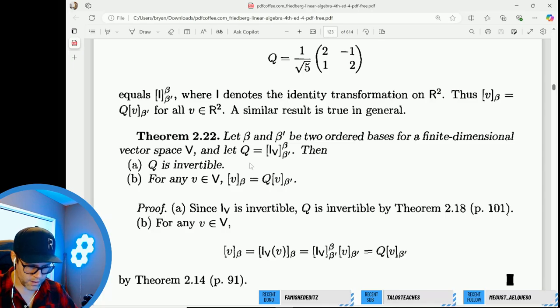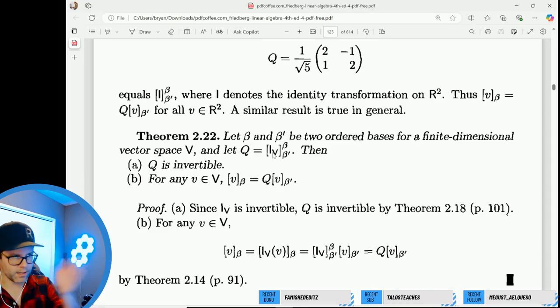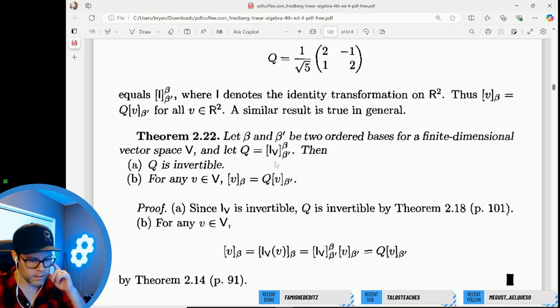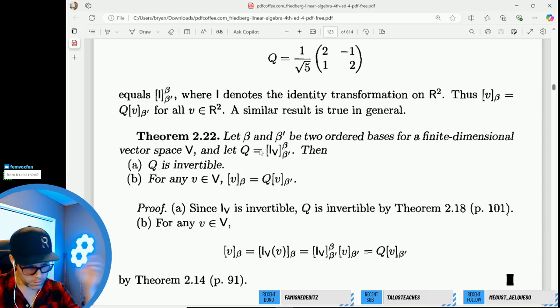But they're saying that Q is actually the identity matrix. Oh, I see. So the I_V is going to be our standard basis vectors as columns. That must be what they're doing here. So B prime would be each one of our basis vectors. Yeah, I see. So the coordinate vector as a column for each one of our basis vectors in B prime. That makes sense. Since we're getting an identity matrix, it should be invertible. That makes sense for the proof for part A.